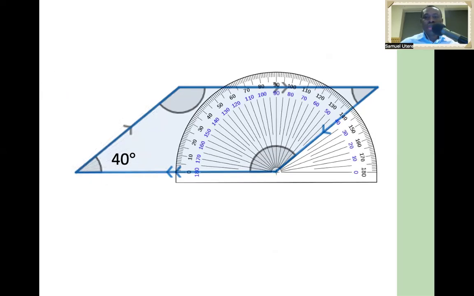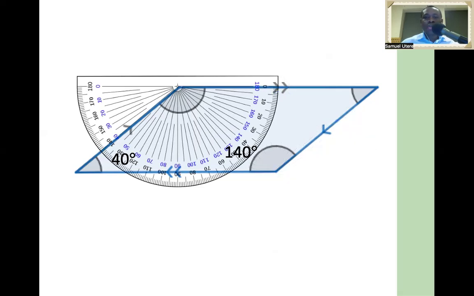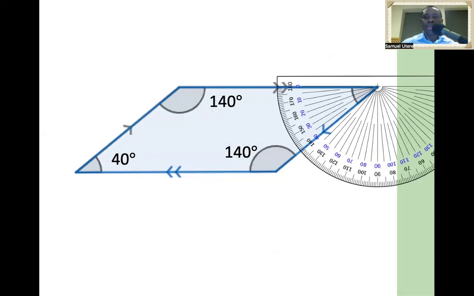If we measure this angle, we'll see that this angle is 140 degrees. So now we're using the outside scale. You can see this line lines up with the 0 mark of the protractor. We'll see that the angle is 140 degrees. If we measure the other part, so we flip the protractor upside down and measure that part, we'll see that it is 140 degrees. If we measure the other angle, we'll see that it is 40 degrees.